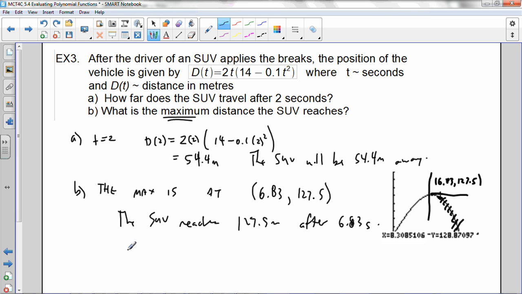In fact, here we could say that the domain could be restricted, right? The domain should be, anything at 0 is when they started applying the brakes, and then 6.83 seconds is when they stopped, and anything outside of that range just doesn't make sense. And that's where we could have a domain restriction, in an applied setting like this. All right, a little bit of an aside there. I don't think you're asked to get into that much detail in your homework, but have fun with that.